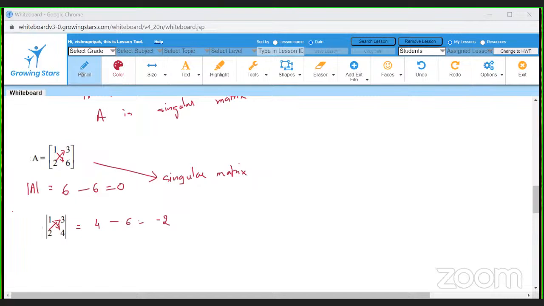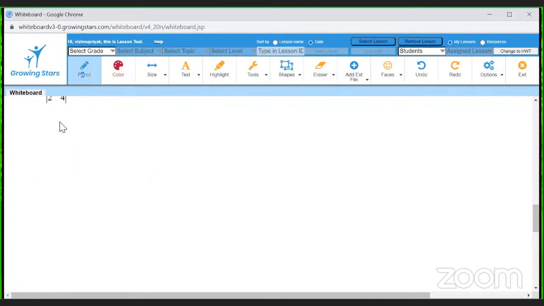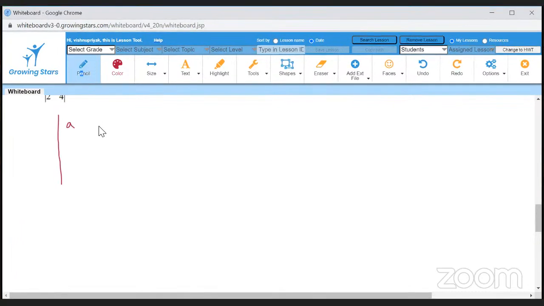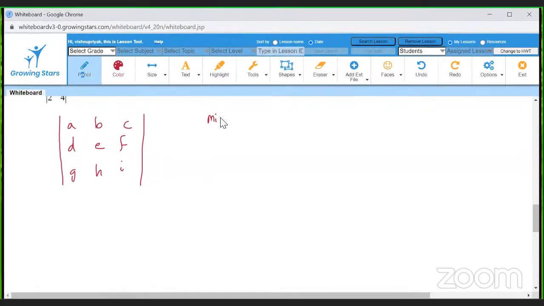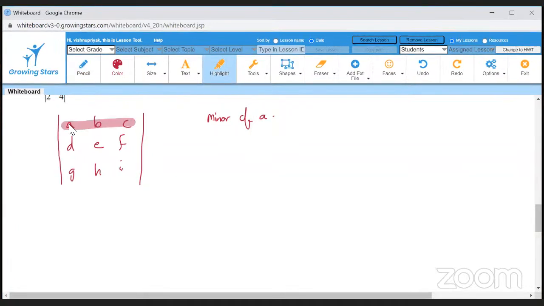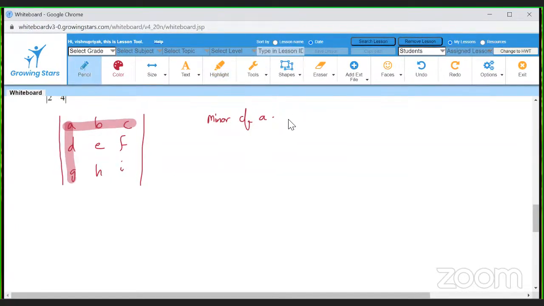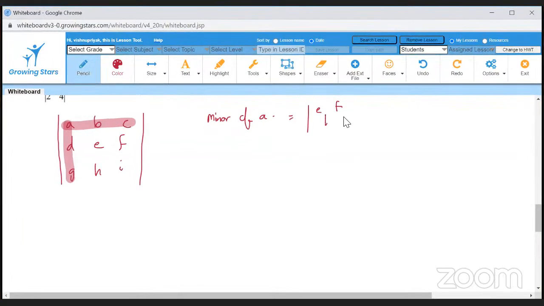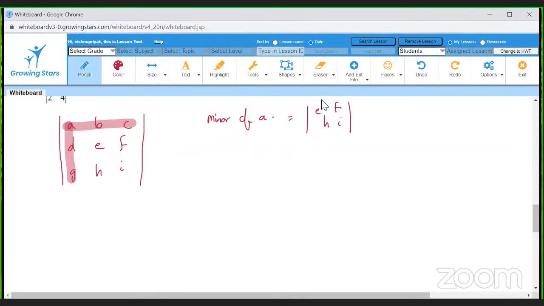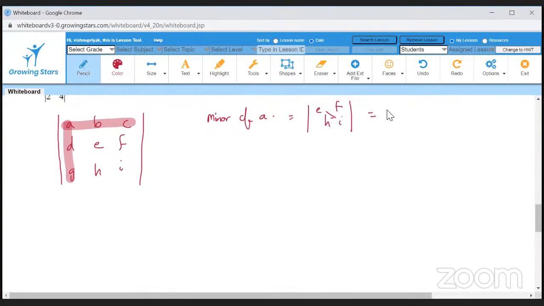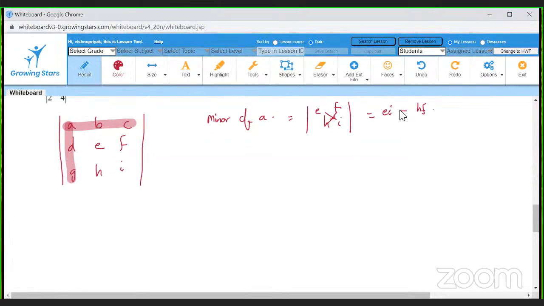Okay, next. Minor. What is minor? Suppose I give you a determinant A, B, C, D, E, F, G, H, I. I want to find the minor of A. So I will remove the A row and A column. The determinant of E, F, H, I is the minor. That is E I minus H F. This is the minor for A.